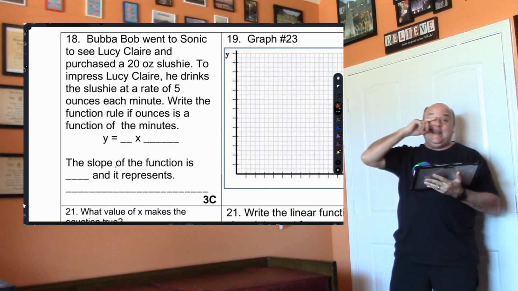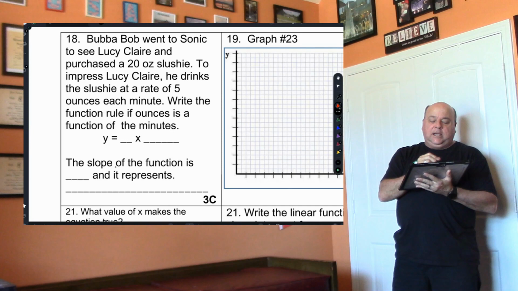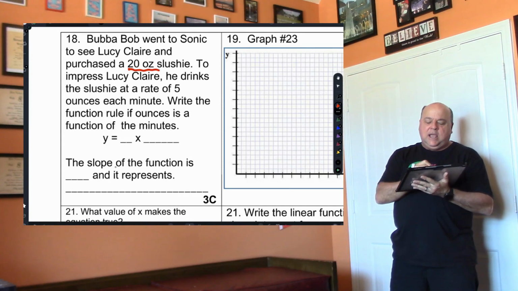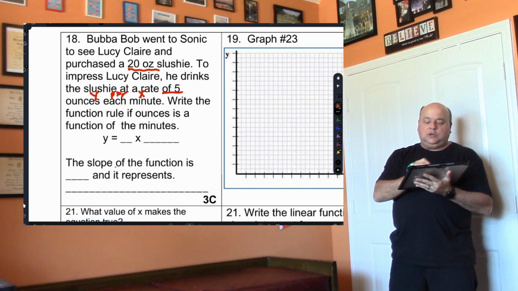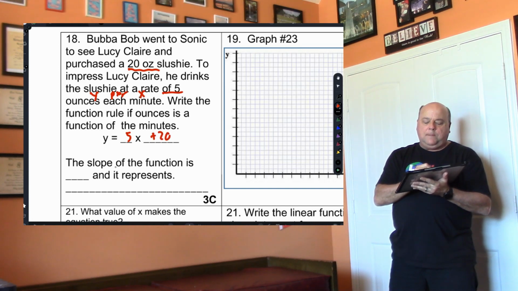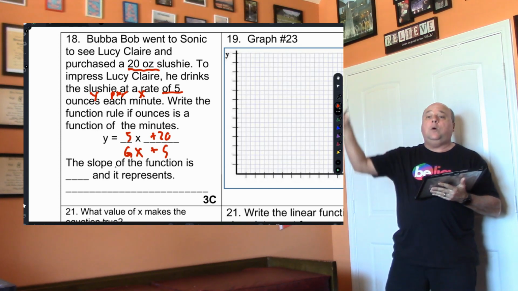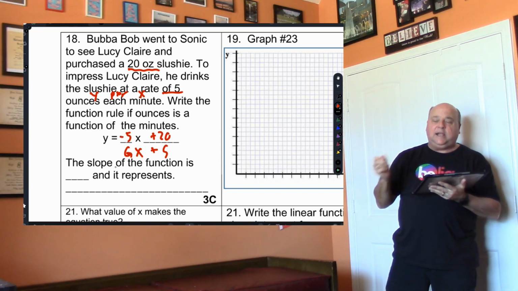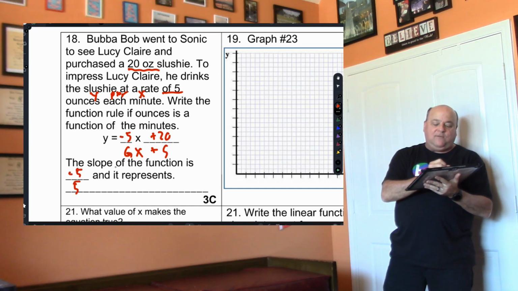Okay, number 18. This is huge. These problems are monsters, okay? So he purchased a 20-ounce slushy, and he's drinking it at a rate of 5 ounces per minute. Okay, so our slope is 5, and we start off with the 20-ounce slushy. Remember, it's GX plus S, but the amount of slushy won't go up, it will go down, so our slope is negative 5, and it represents 5 ounces per minute.